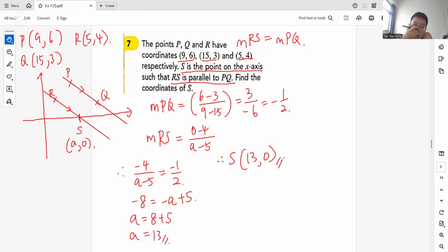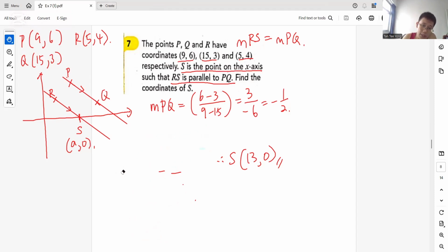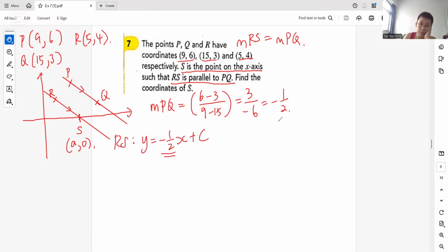There's a longer way to do this. For the longer way, we actually find the equation of RS before finding our coordinate S, which is longer in my opinion. So let's do that. How do we find the equation of RS? Let me erase all this. The equation of RS is y equals negative half x plus c. Why? Because their gradients are the same, so they share the same gradient of negative half.